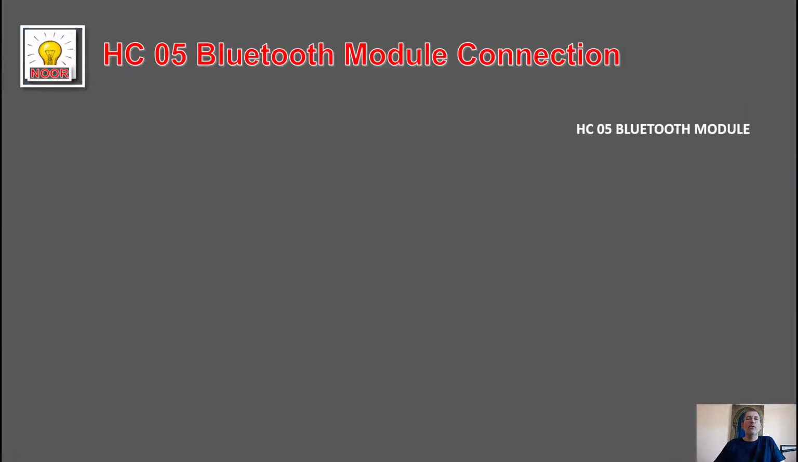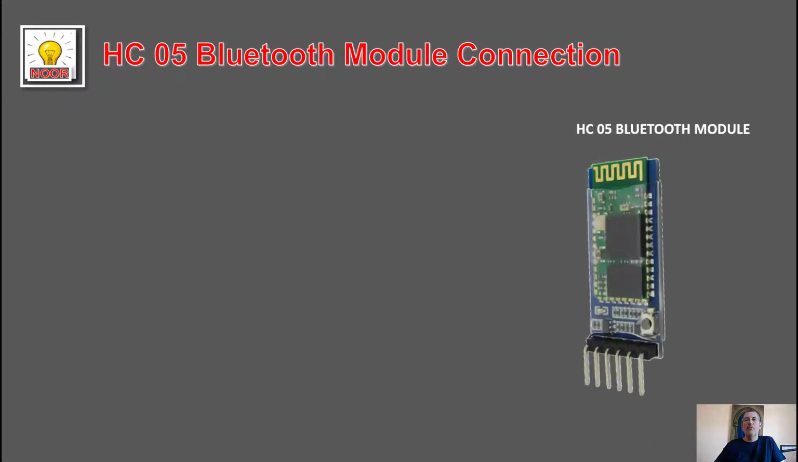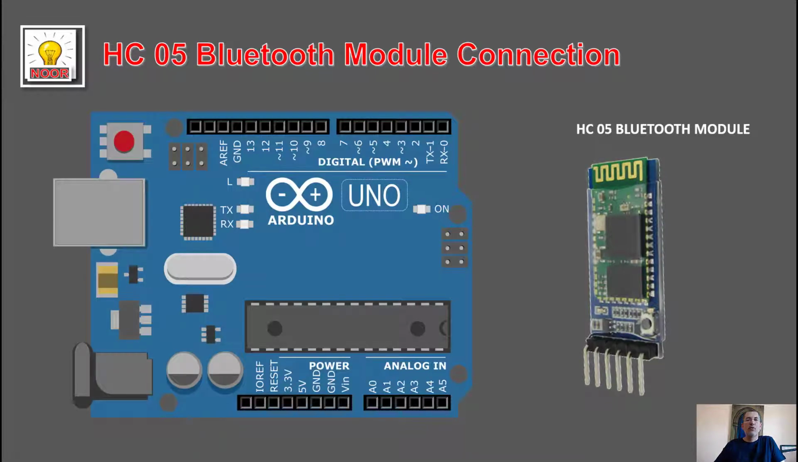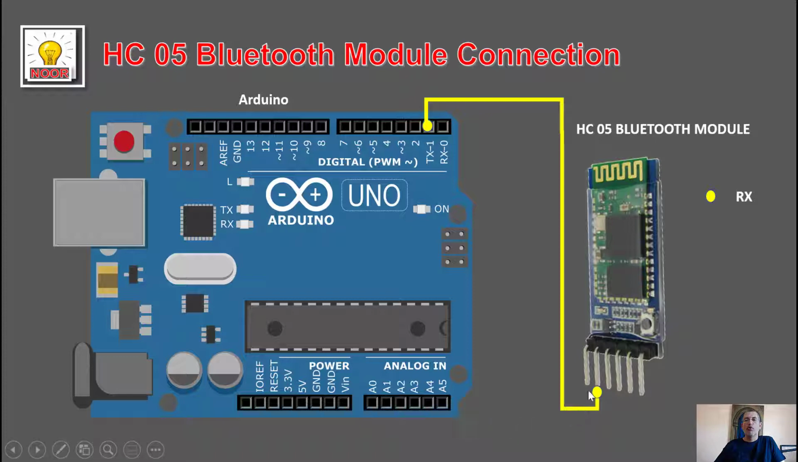Let's look at the connection, how we're going to connect the Arduino to the Bluetooth module. So we have the HC05 Bluetooth module. As you see, we have an Arduino Uno. We want to make sure we connect this pin here, which says RX, meaning receive, to transmit. You always connect transmit to receive, and the other way around.